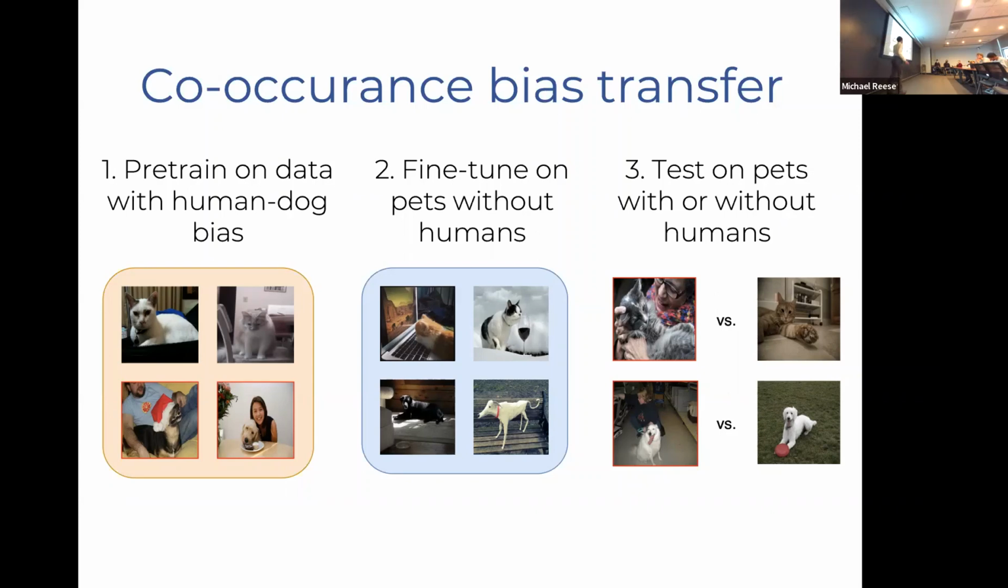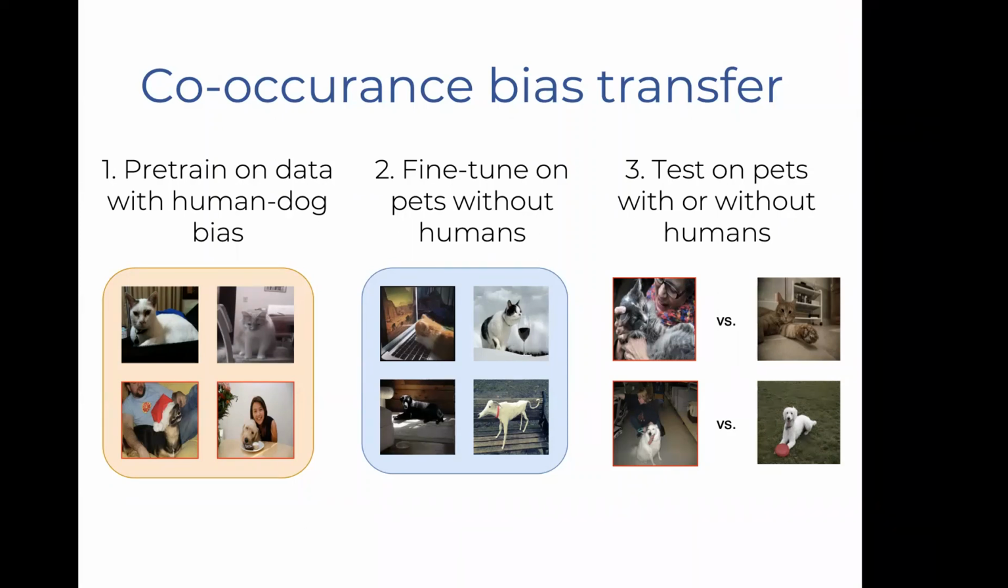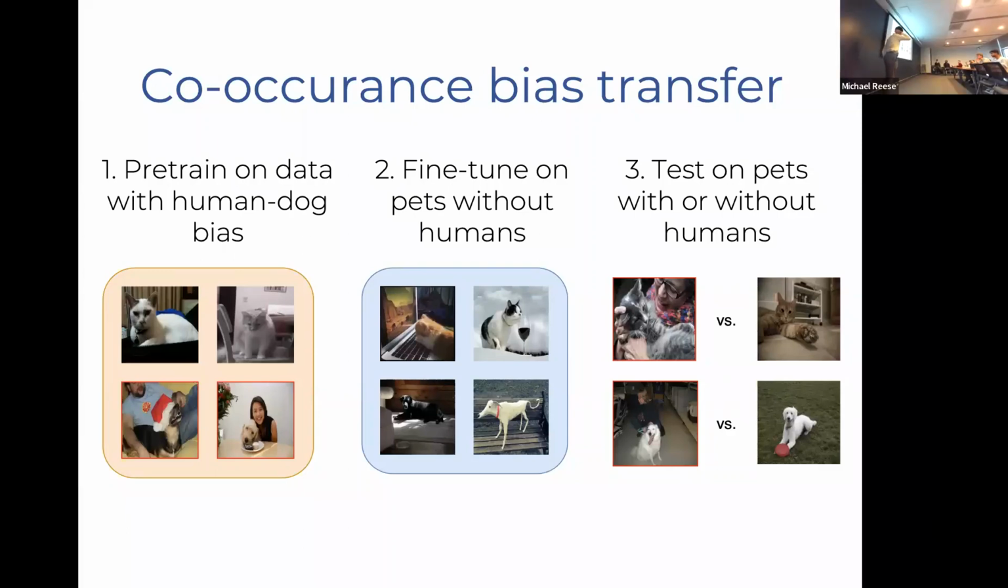I don't know. It's possible that if you increase the size of your fine-tuning data, you might be able to fix it. Intuitively, it seems like the bias is in the original model, so the less you change the original model, the more it's going to persist.